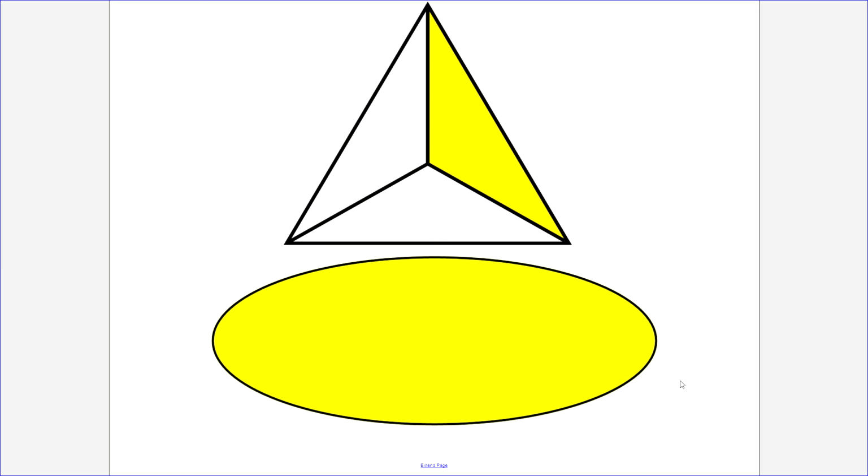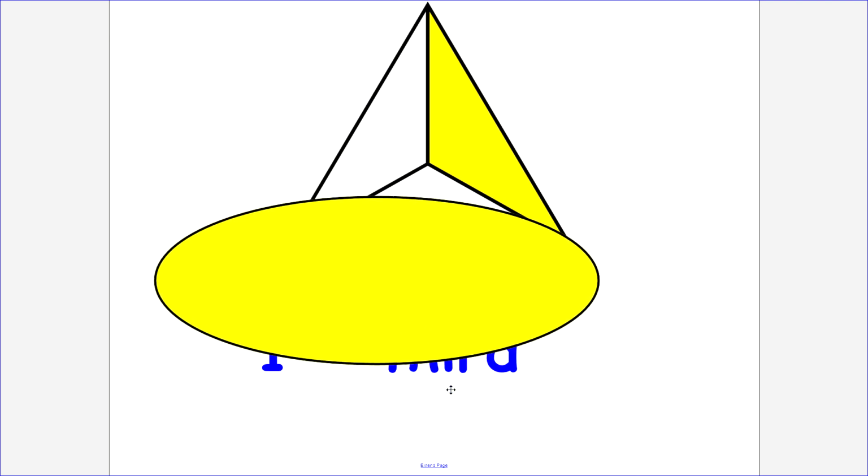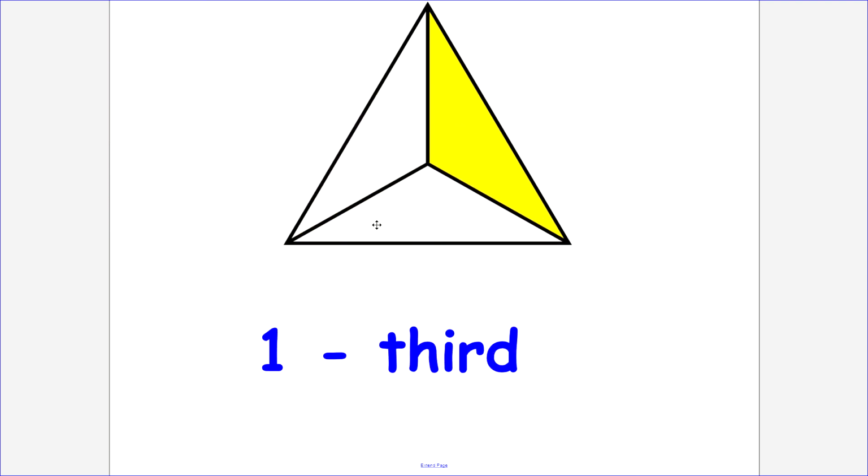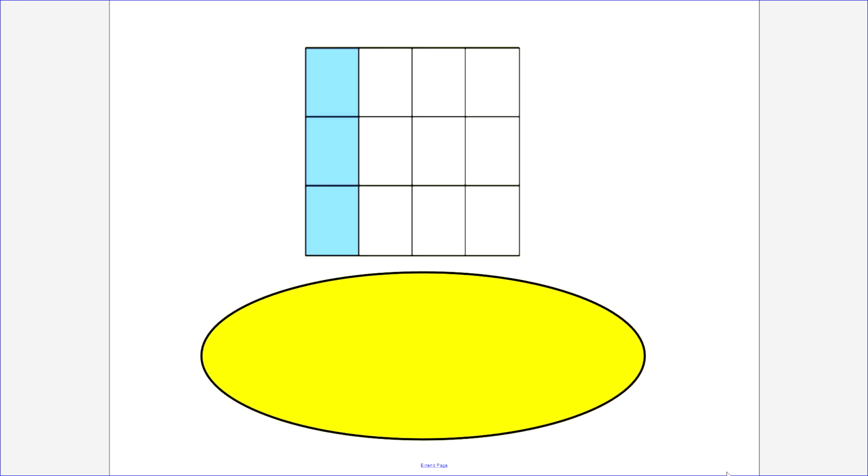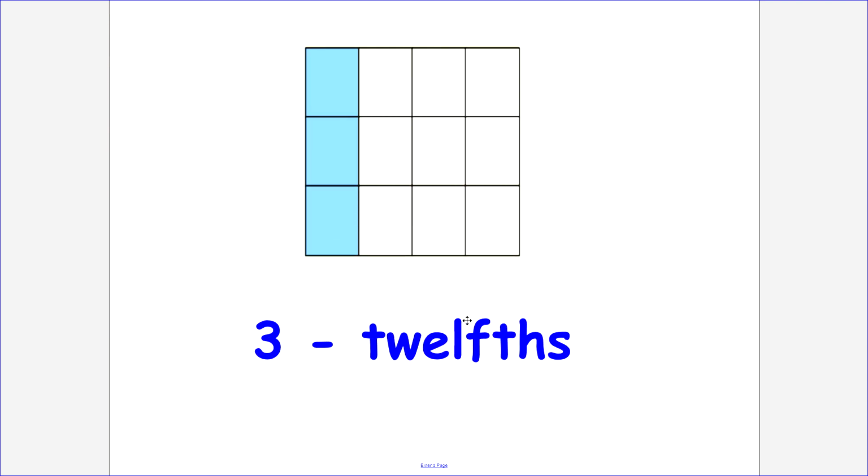Look at this fraction. What fraction is shown here? You're right. This fraction is 1/3 because there are 3 total parts in the unit and one of them is shaded. Here's our final problem. What fraction is shaded? Count carefully. You're right. This fraction is 3/12. There are 12 total parts and 3 are shaded.